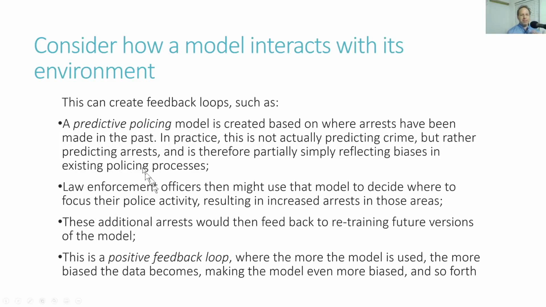So this would be an example of a model interacting with its environment to create something called a positive feedback loop, where the more a model is used, the more biased the data becomes, making the model even more biased, and so forth. So one of the things to be super careful about with machine learning is recognizing how that model is actually being used and what kinds of things might happen as a result of that.